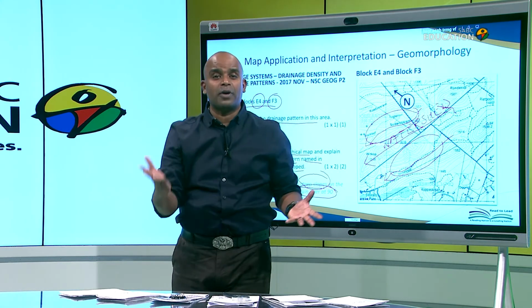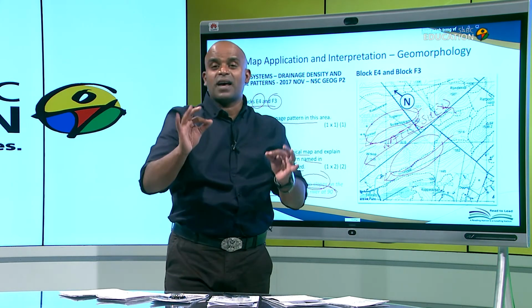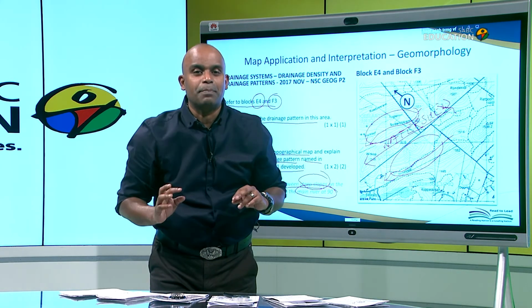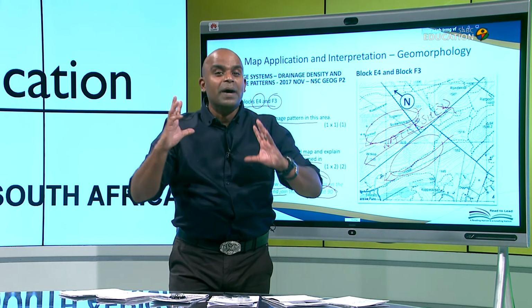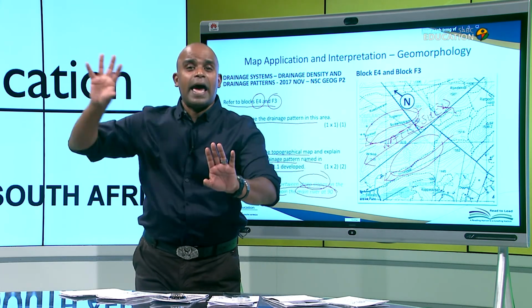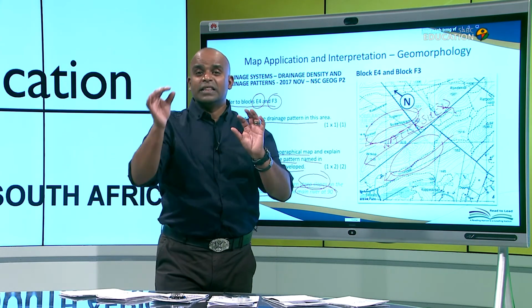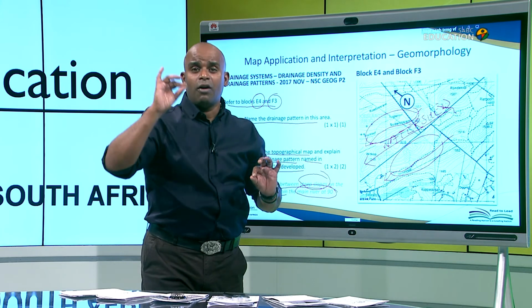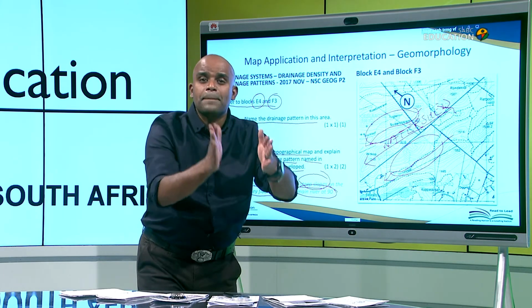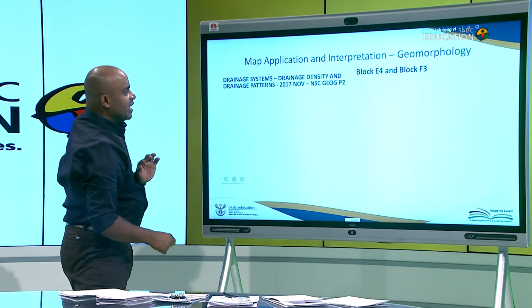Generally, most topographical maps have dendritic patterns, and your dendritic patterns are shaped like the branches of a tree. So your ability to distinguish between drainage patterns from your theory and being able to find them on topographical maps is what's crucial. This is where the skill of geography comes in: applying your knowledge to a topographical map. Let's look at the next one.